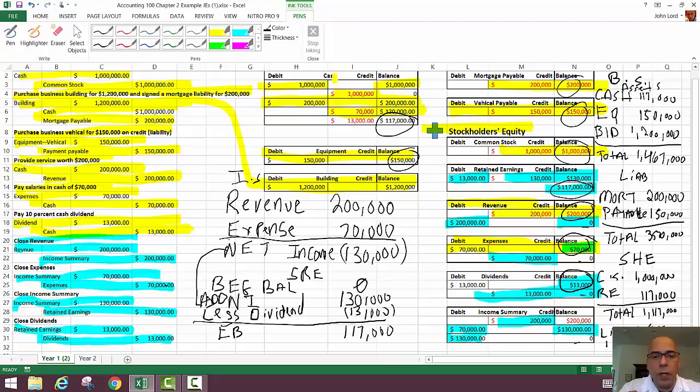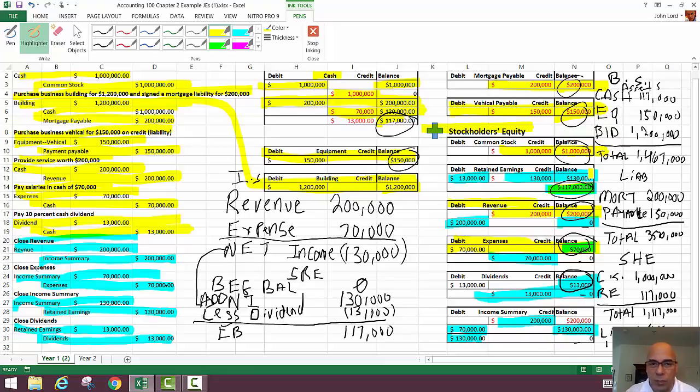But notice that we have our cash balance here. Our cash balance at the end of the year is 117. Our equipment is 150,000. Our building is 1.2. All our balance sheet accounts still have balances in them. The balance sheet, remember I said, is like your wallet. If you go to sleep on December 31st at 11:59 and you wake up the next morning at 7 o'clock, if you had $100 in your pocket when you went to bed, you're going to have $100 when you wake up the next morning. It doesn't change just because the year changes over.